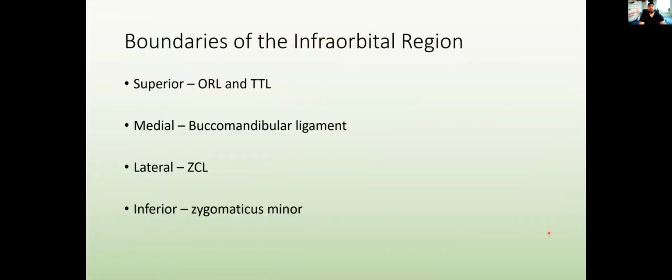So what are the boundaries of the infraorbital region? Remember the diagram I showed you earlier on. Superiorly, you're going to have your orbicularis retaining ligament, as well as your tear trough ligament. Medially, you will have your buccomandibular ligament. Laterally, if you think of this logically, it's your zygomatic cutaneous ligament. And inferiorly, you're going to have your muscles, so your zygomaticus minor and major.